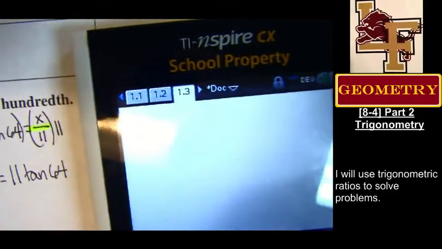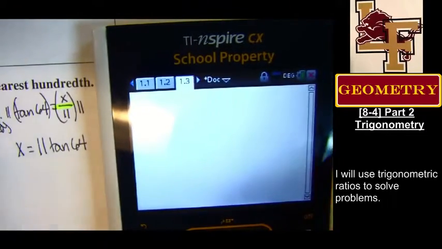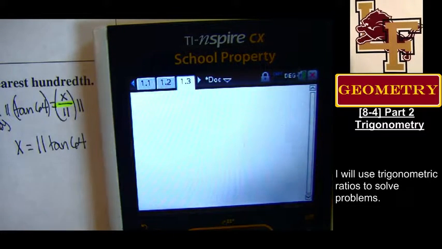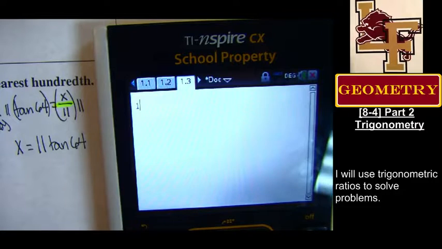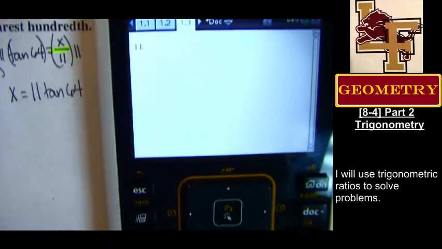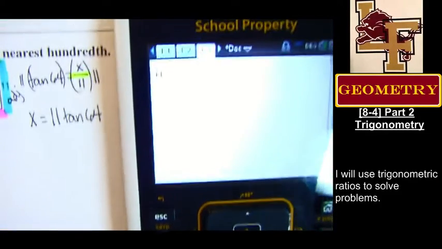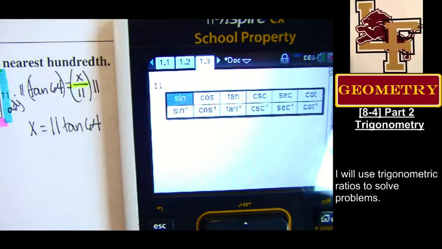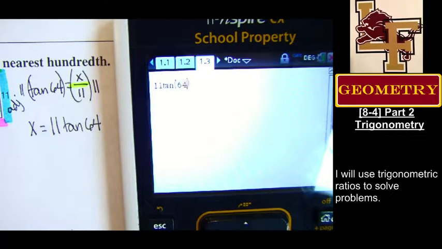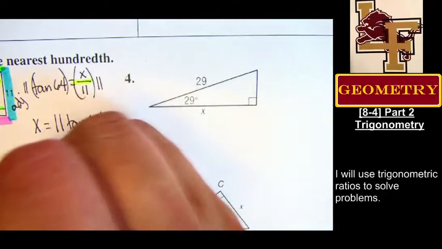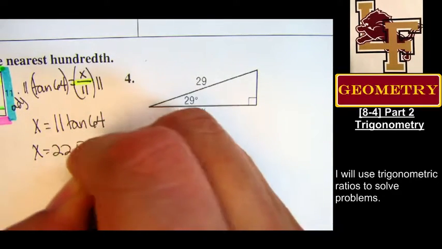All right, superheroes, first things first, make sure your superhero is in the right mode. He has to be in degrees, or she. Your superhero could be a she. Type in 11. You're going to type the Trig button to pull up your Trig menu. It's right down here next to the number 7. 11 first and then the Trig menu, yes. Go find tangent, then type 64, and then hit enter. What did we get? 22.55. All right. 22.5533.